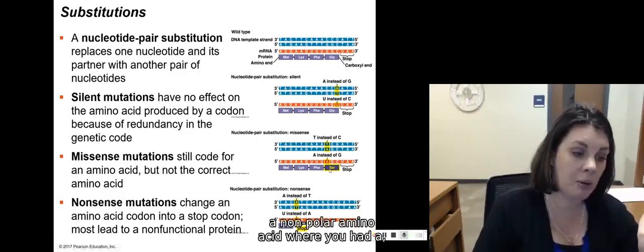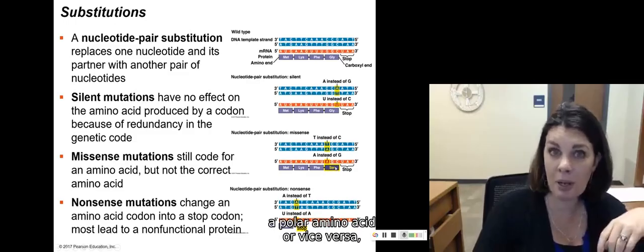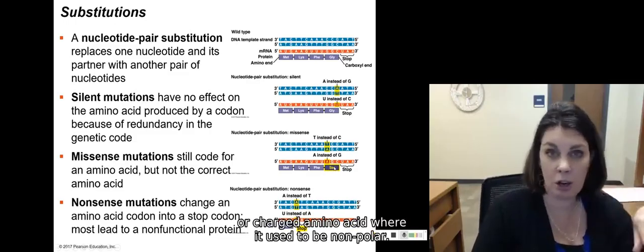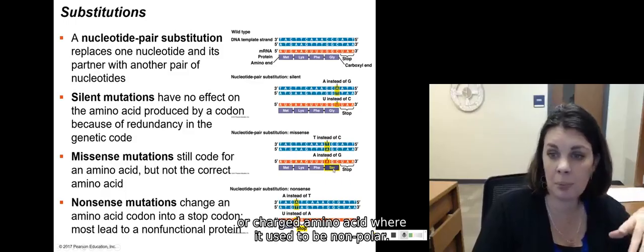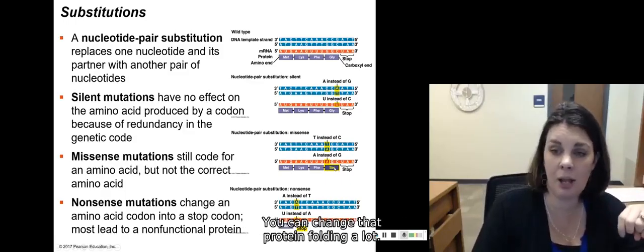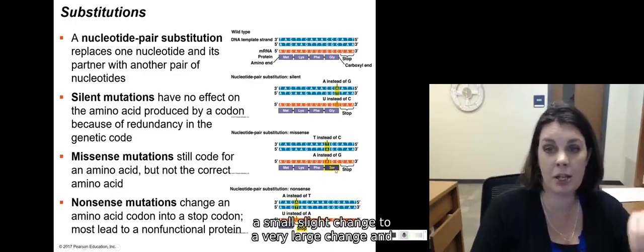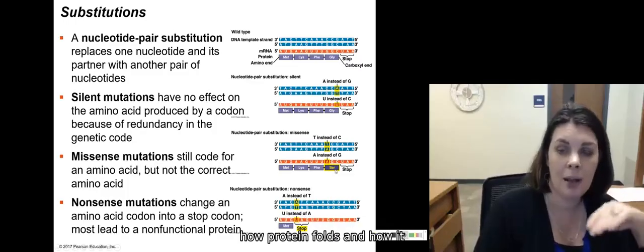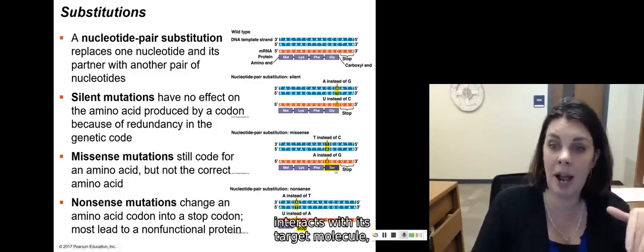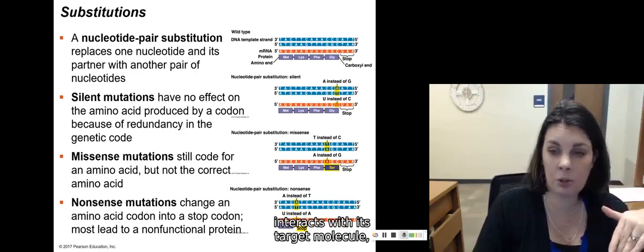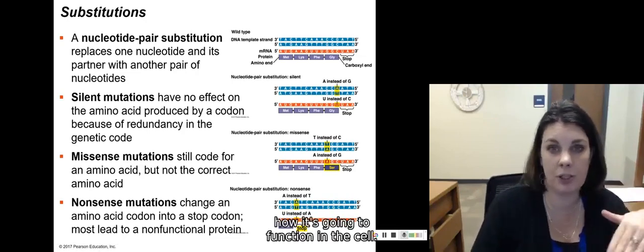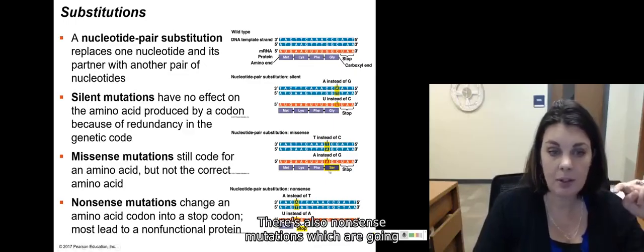But if you put in a nonpolar amino acid where you had a polar amino acid or vice versa, or a charged amino acid where it used to be nonpolar, you can change that protein folding a lot. So this might cause anything from a small, slight change to a very large change in how that protein folds and how it interacts with its target molecule, how it's going to function in the cell.